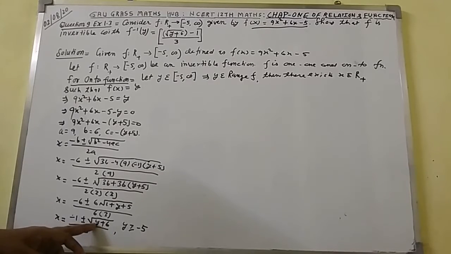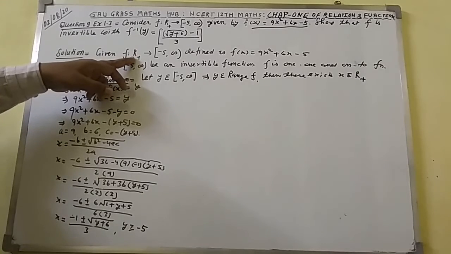If you put here minus 5, y equal to minus 5. We put y equal to minus 5 here. Minus 5 plus 6 will get 1. Under root 1, minus 1, 1. We will get here 0. The value of x will be 0. This means that the value of x is equal to 0.